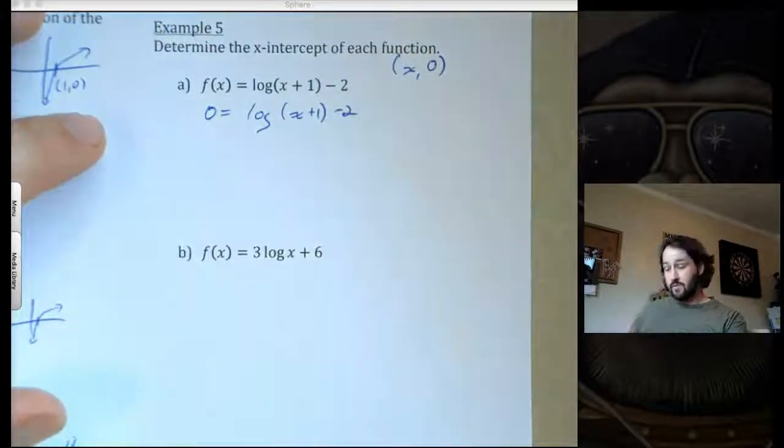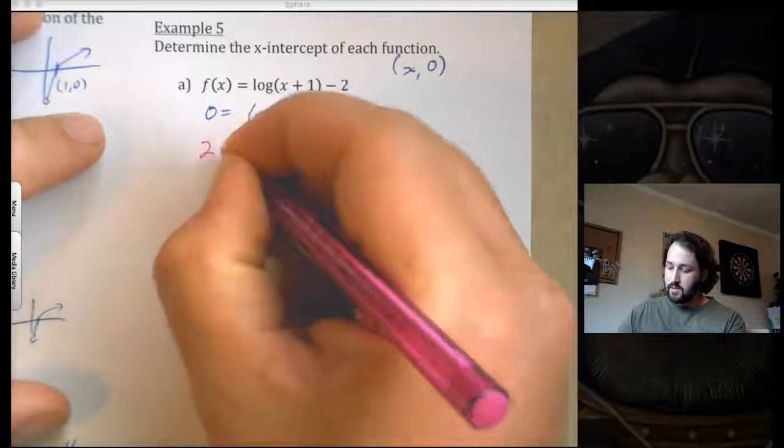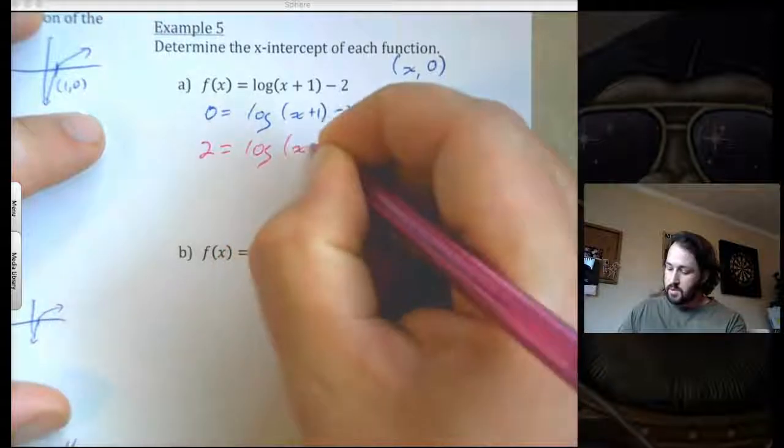So now I'm going to actually solve for it. So what I would do, again, get the log by itself. So I'd add 2 to both sides. So 2 equals log of x plus 1.